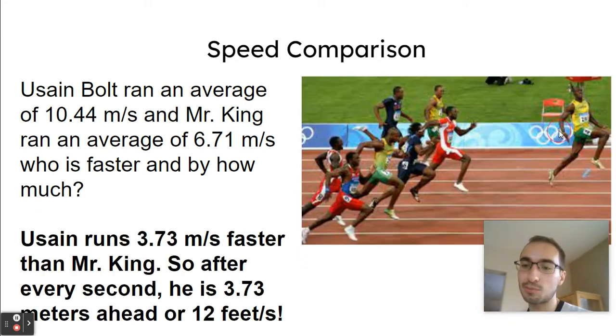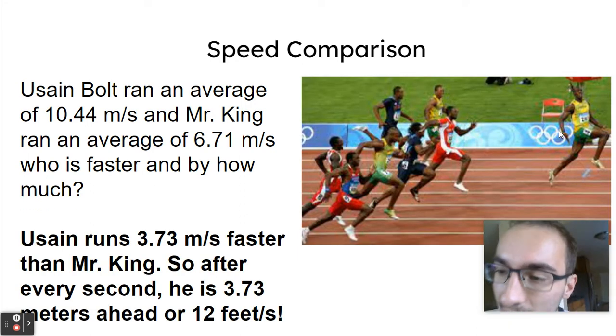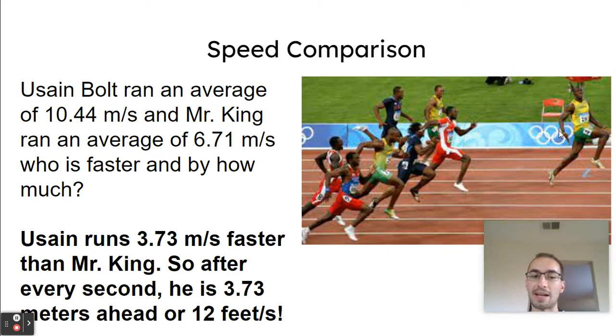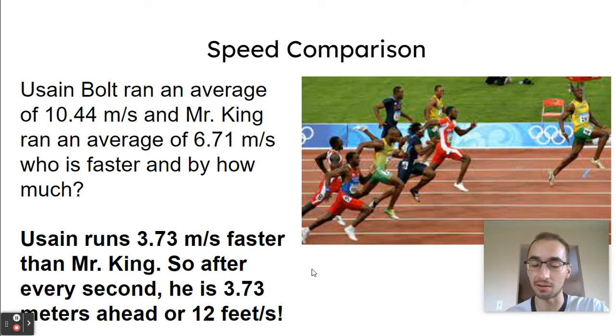If you subtract, you'll find out that Usain Bolt runs 3.73 meters per second faster. After every second he's running, he's going to be 3.73 meters ahead of me, or 12 feet. So after every second, he's going to have this big gap. I'm probably like back here. This is him. But every second, the gap's going to keep getting wider and wider.